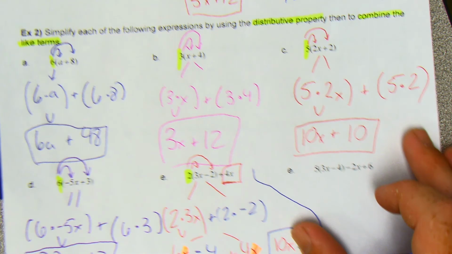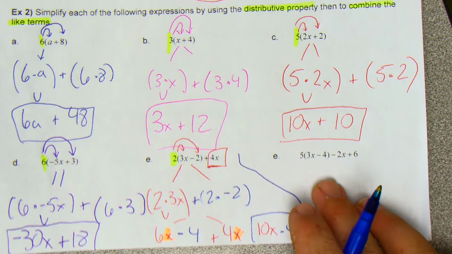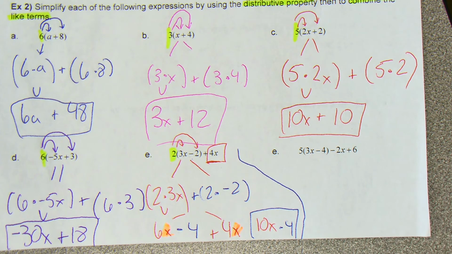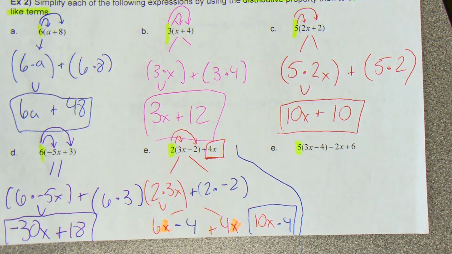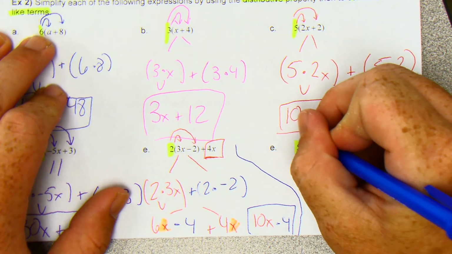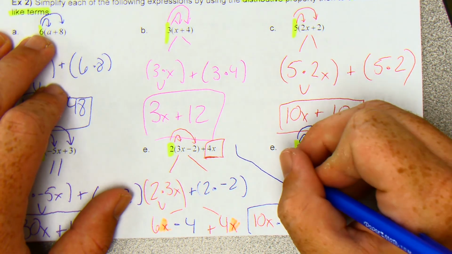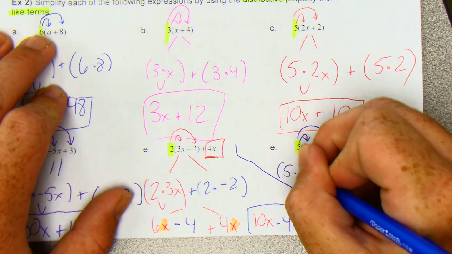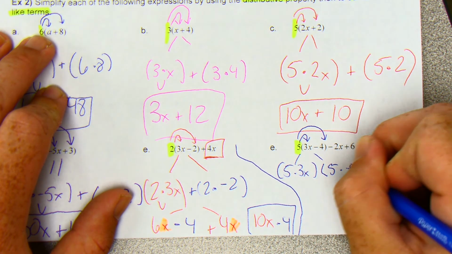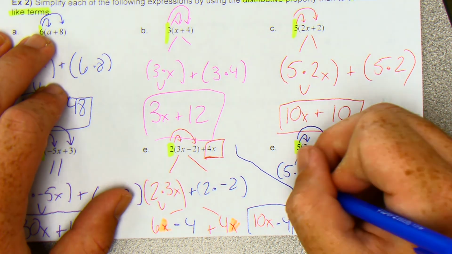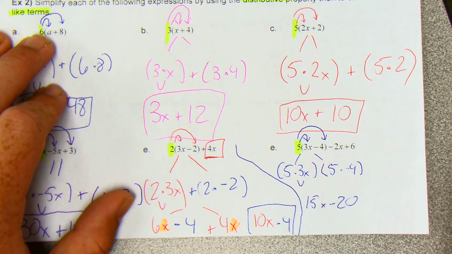All right, now let's look at E. It's pretty similar to that last one. It also has stuff we need to combine. Okay. So the first part I want to do is my distributive property. So I'm going to do my distributive property. I'm going to distribute this 5 into the 3x and to the negative 4, okay? So when I do 5, my first one will be 5 times 3x, right? My second multiplication problem will be 5 times negative 4, okay? 5 times 3x is 15x, and 5 times negative 4 is minus 20, all right?